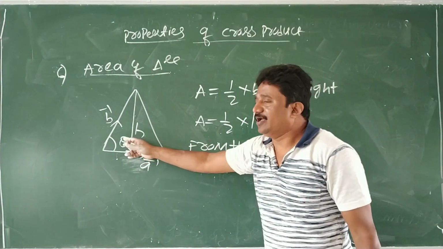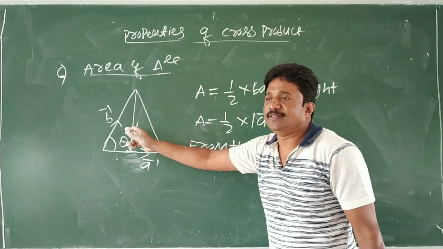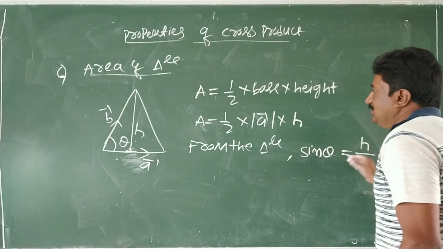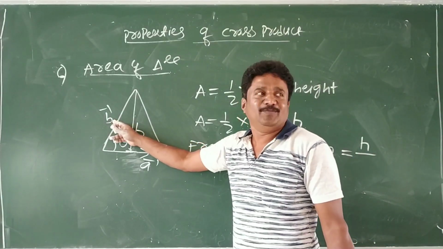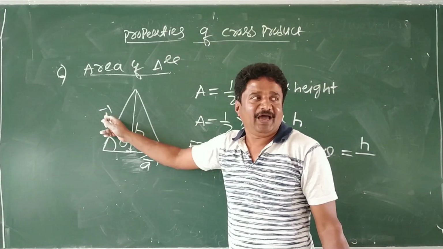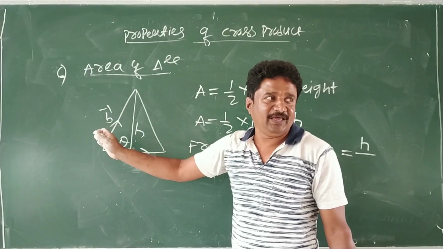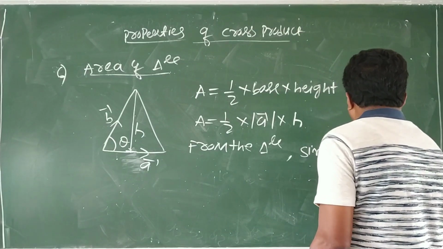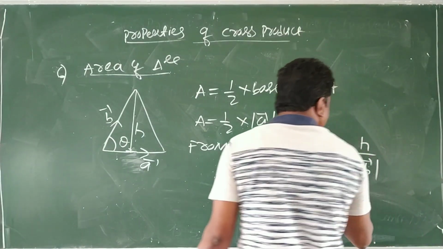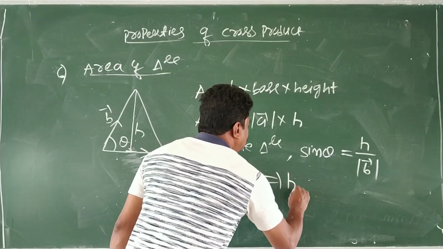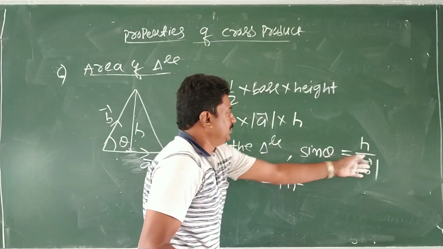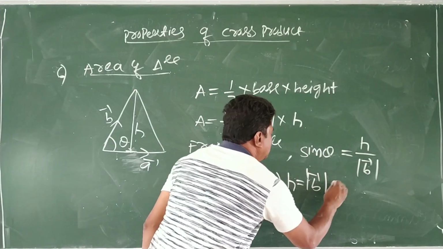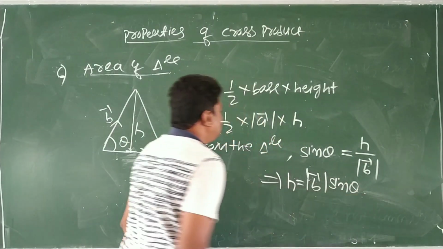What is sin theta? Opposite by hypotenuse. Tell me the opposite side. Opposite is H, by hypotenuse. How much is the hypotenuse? Length of B. So cross multiply. That implies H is equal to length of B into sin theta.